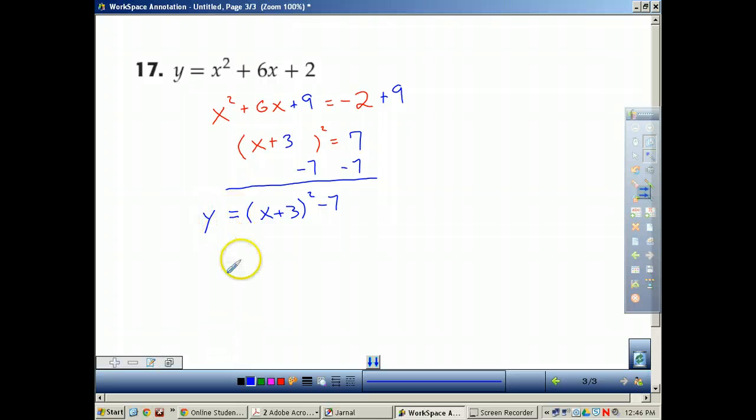Or back to y equals. Our vertex is at -3, -7. That's our vertex. So always the opposite sign inside the parentheses, same sign outside the parentheses, once you've moved it back over.